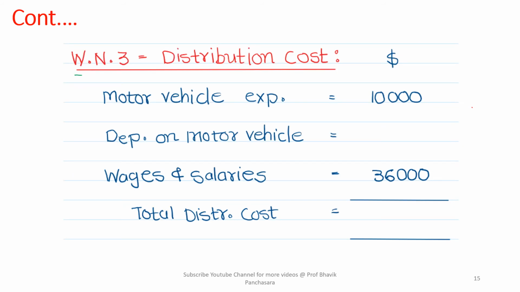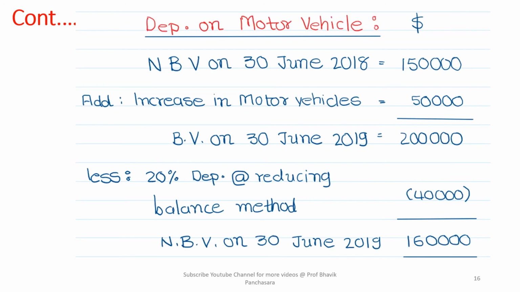Now working note 3 belongs to distribution cost. Now distribution cost includes these three amounts. First is motor vehicle expense, depreciation on motor vehicle, and wages and salaries. Now in the question, amount of motor vehicle expense is already given, that is 10,000. Wages and salaries amount we have just calculated is 36,000. The remaining amount, that is depreciation, we have to calculate.